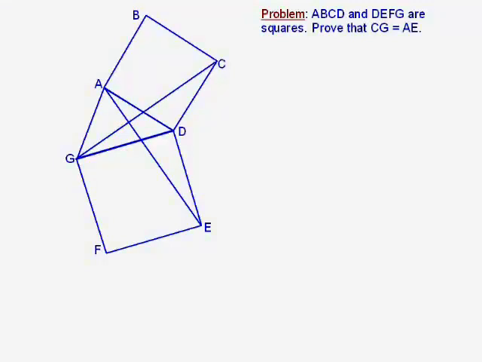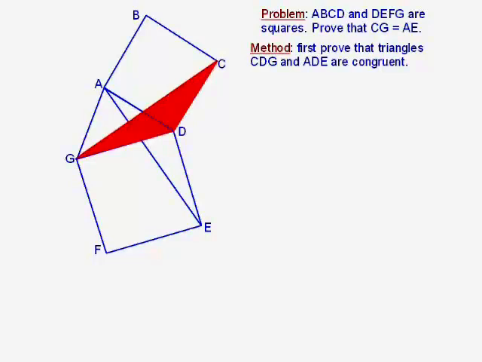This is quite a difficult example, so follow it carefully. ABCD and DEFG are two squares. Prove that CG equals AE. In other words, prove that those two lengths are the same. Well, we can't do it directly. What we have to do first is to prove that two triangles are congruent. And the ones we're going to do are CDG and ADE. And if we can prove they're congruent, then their longest sides must be equal.